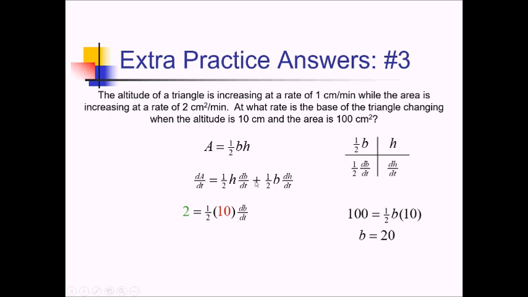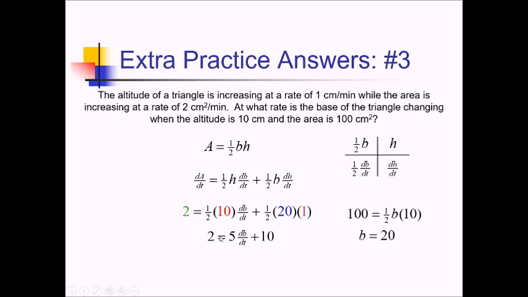So we're going to have plus 1/2 times 20. And dH over dt, that's the rate of change of the altitude. They told us up here the altitude was increasing at a rate of 1 centimeter per minute. So dH over dt is going to be 1. So there's that. And now let's just clean this up a little bit and solve for dB over dt. So we have 2 equals, let's see, this is going to be 5 plus 10.